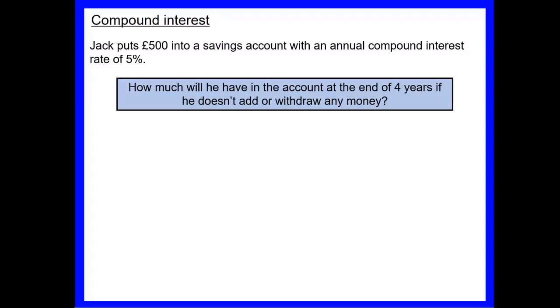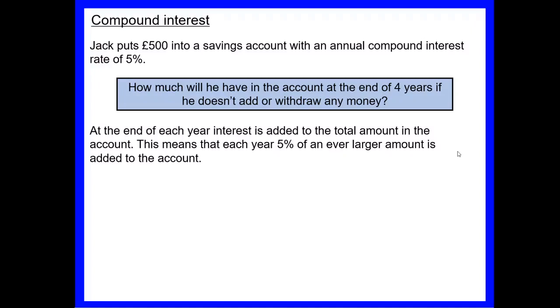So Jack puts £500 into a savings account with an annual compound interest rate of 5%. Now just to make it clear as well, the word annual means yearly. Okay, so if we see the word annual anywhere, then we're talking about a year. How much will he have in the account at the end of 4 years if he doesn't add or withdraw any money?